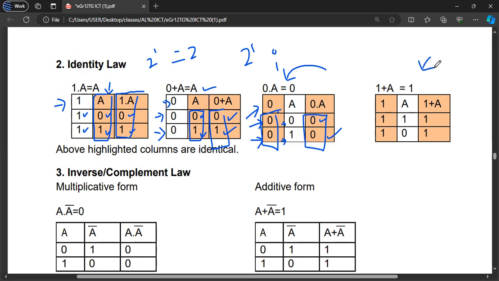1 plus A is equal to 1. Now, in this case, for this truth table, both the values here are going to be constant, right? It's not changing. For A, it's going to be 0 and 1, right? 0 and 1. So then 1 plus 0, OR, is going to be 1, and 1 plus 1 is also going to be 1. So I think that's clear. So that's the identity law here.